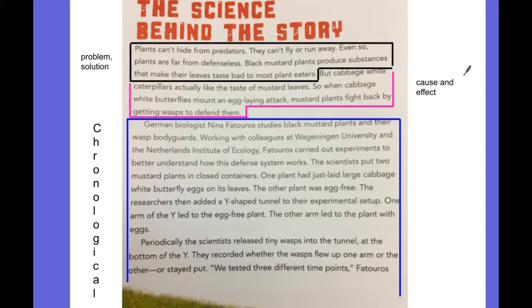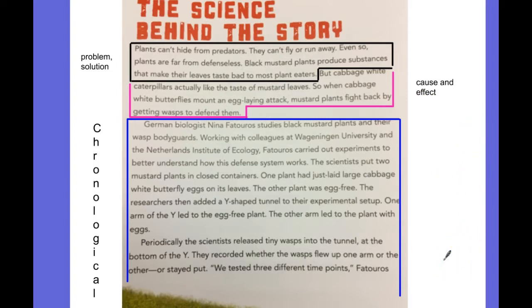So when the cabbage white butterflies mount an egg-laying attack, mustard plants fight back by getting wasps to defend them. So now we have cause and effect. Because the cabbage white caterpillars like to eat these leaves, the effect is the wasps come and attack them. So now look at the rest of the passage.